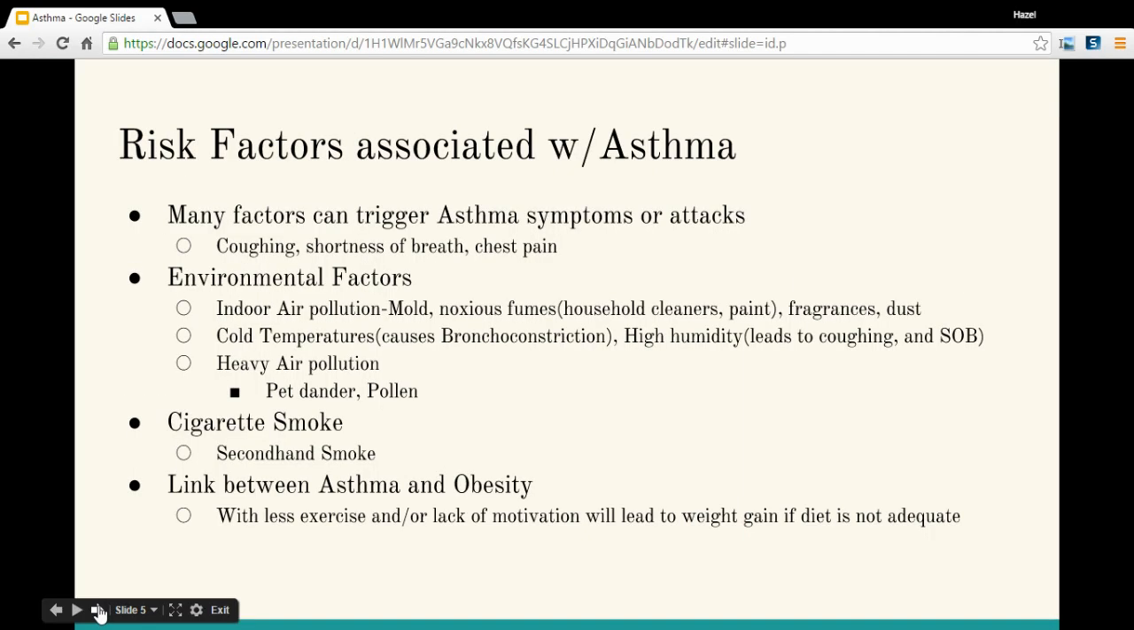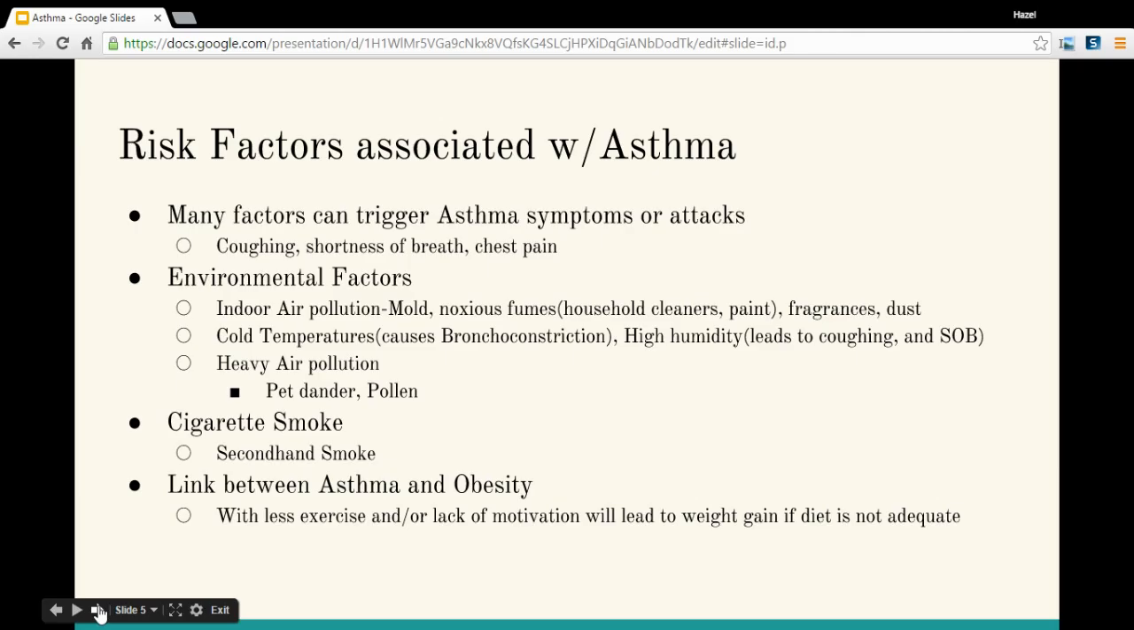All right, so going into more detail, what Sean reiterated was we're going to go over the risk factors associated with asthma. There are many factors that can trigger asthma symptoms or attacks, which are coughing, shortness of breath, and chest pain. Some environmental factors include indoor air pollution, which could be mold and noxious fumes. Some examples of those are household cleaners and paints, any fragrances, and dust.